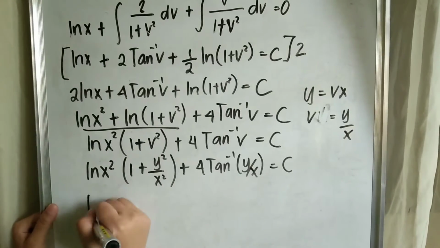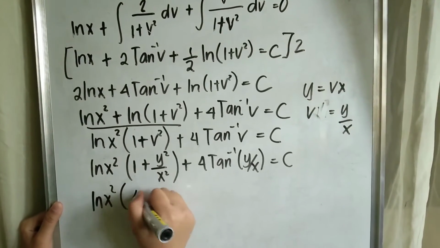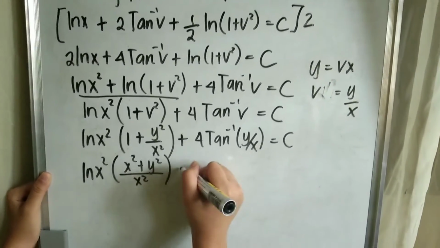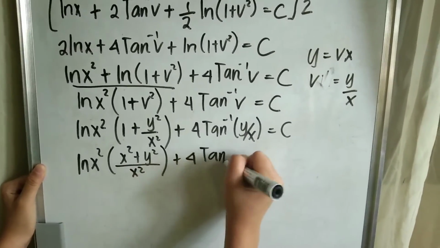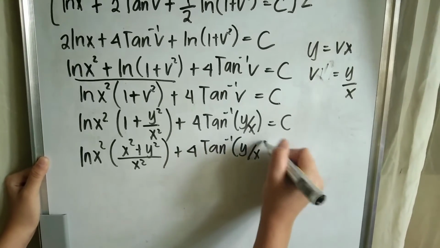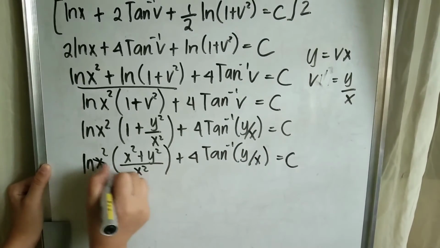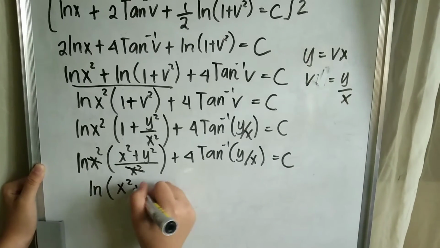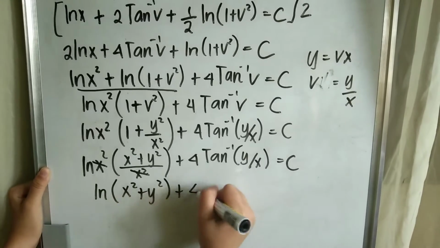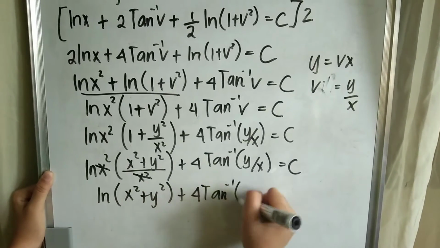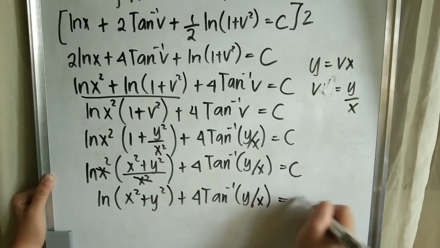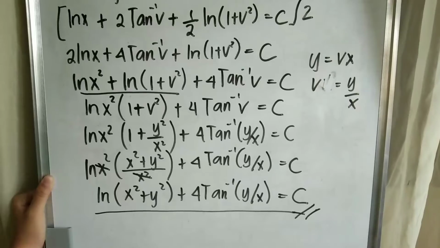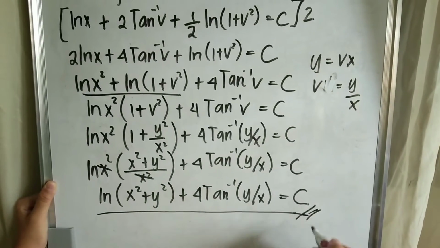So we will simplify this one. This will become ln of x squared times (x squared plus y squared) over x squared plus 4 arctan of y over x equals c. This will become cancelled, and ln of (x squared plus y squared) plus 4 arctan of y over x equals c. So this is now our general solution and our final answer.